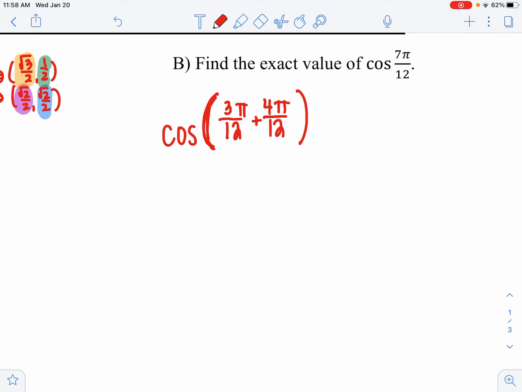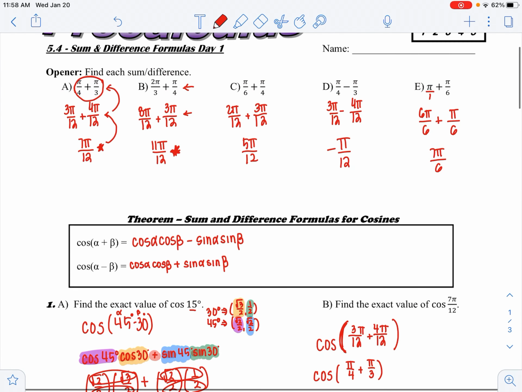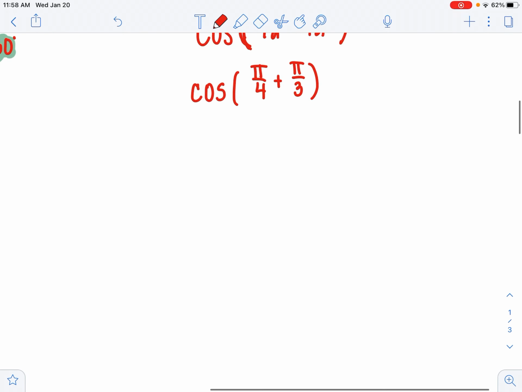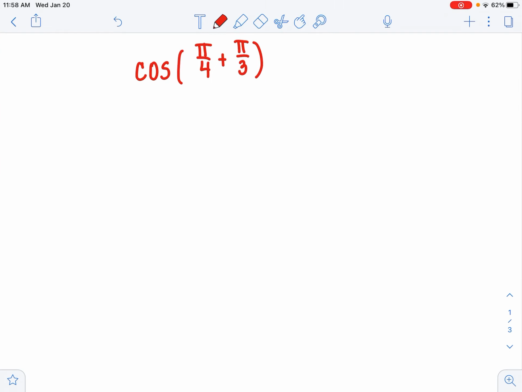3 pi over 12 and 4 pi over 12 simplifies to pi over 4 and pi over 3, which I do know. So that's what I want to use. So I'm going to do cosine of pi over 4 plus pi over 3. Okay, and if you looked back here, pi over 4 plus pi over 3 is 7 pi over 12, right? So that's just to show you, oh yeah, we just worked backwards. All right, now I'm ready to use my sum formula for cosine.